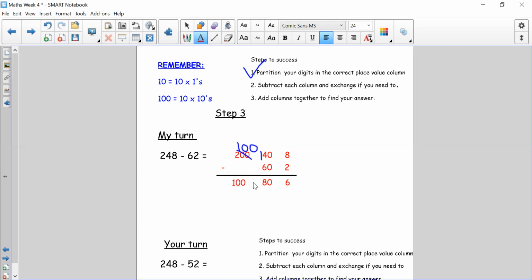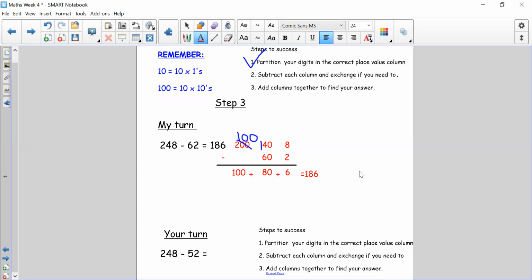So we need to recombine this now to make sure we have a complete answer. So 100 plus 80 plus 6 is 186. So my answer to 248 take away 62 is 186. Okay, make sure, like I did there, that you're copying over your answer correctly. You're not mistyping a number, you're not miswriting a number.